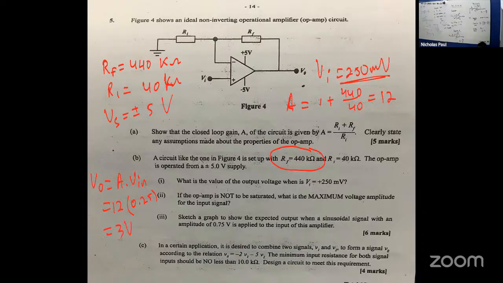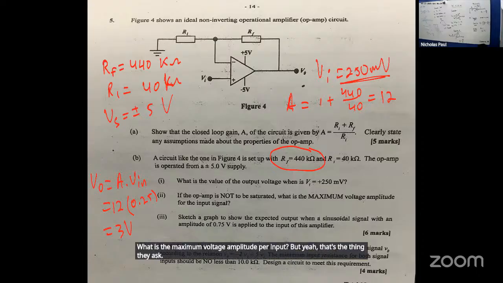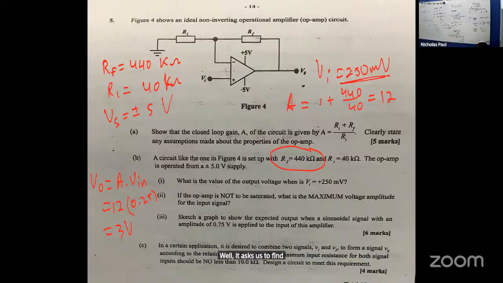Is that saturation? The answer for the output is 3 volts. Is that saturated? No, right? Nice. If the op amp is not to be saturated, what is the maximum voltage amplitude for the input? What are they asking us to find in part 2?